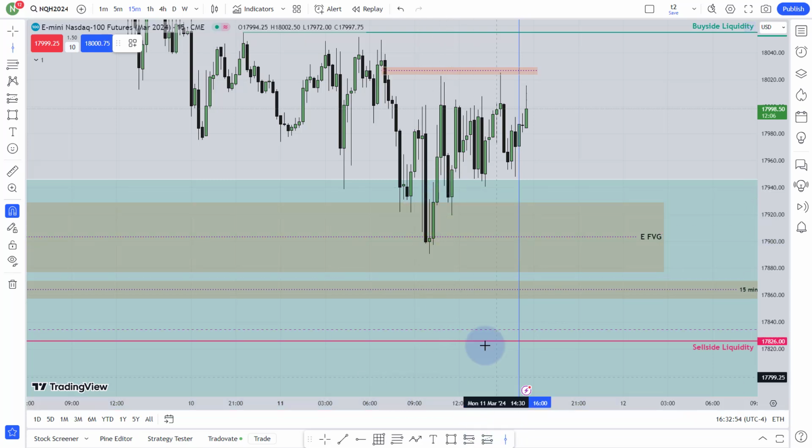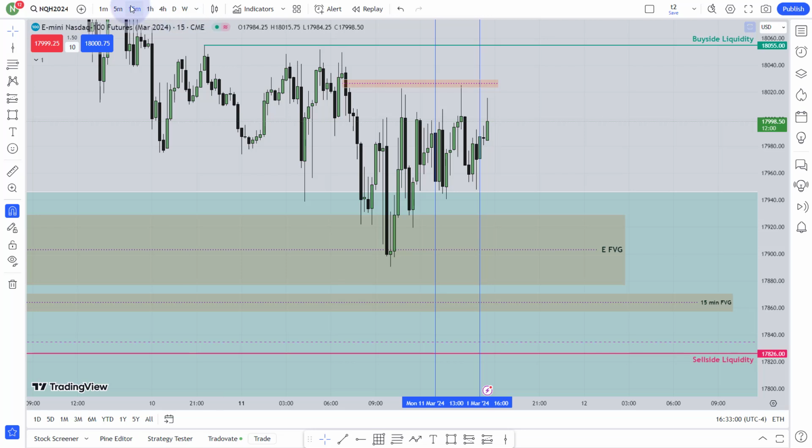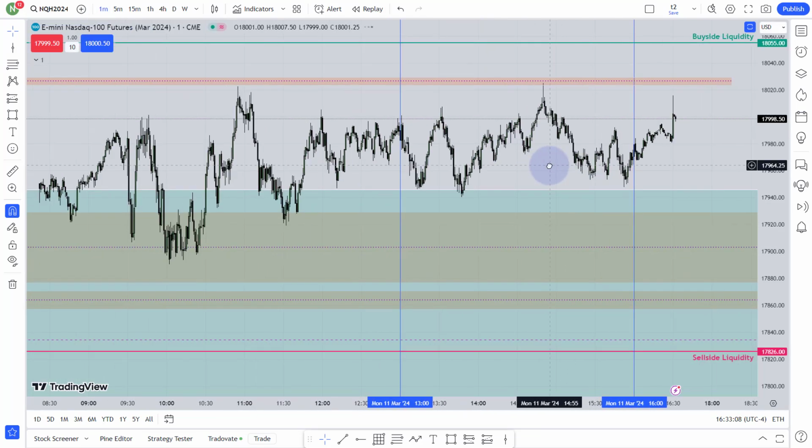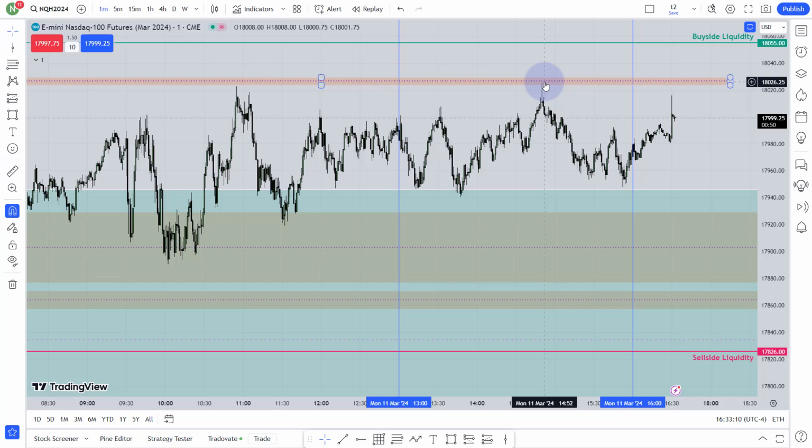So where is my New York? Here. Okay, so this is the PM session. I'm going to the 1 minute chart. Just remember there is the 15-minute last fair value gap. I will show you something over there. Okay, so if you can see, this is that line.